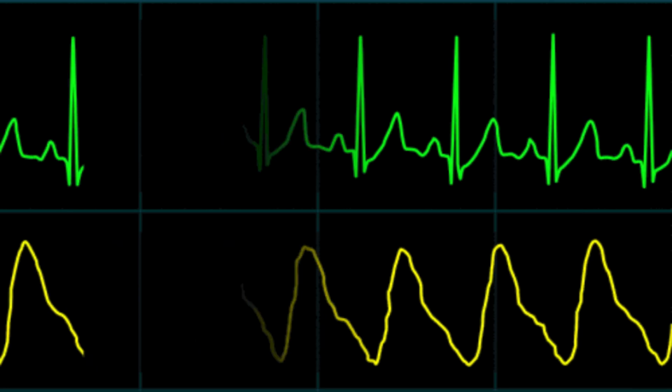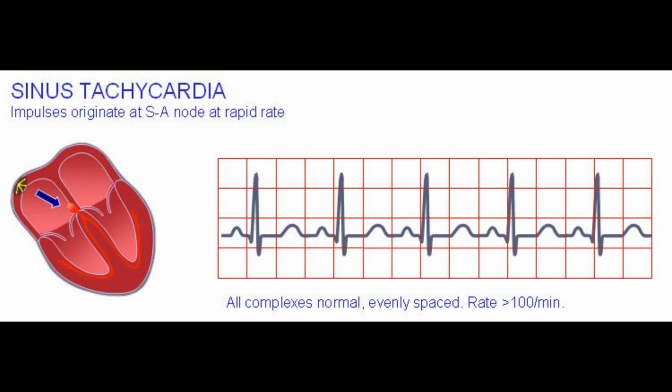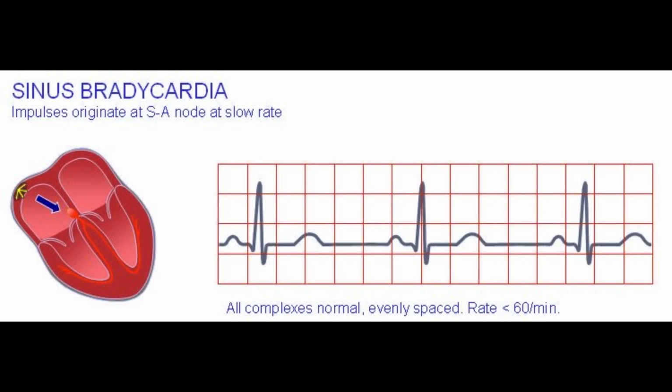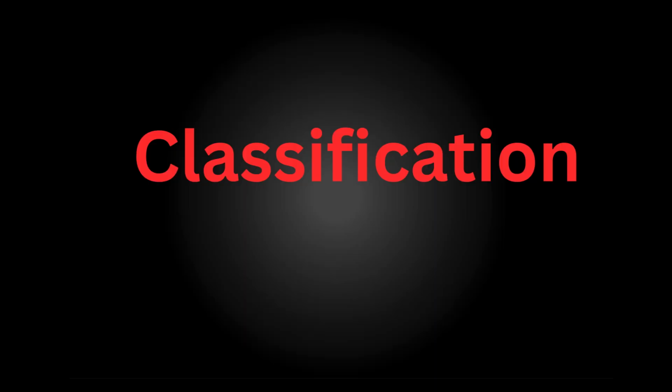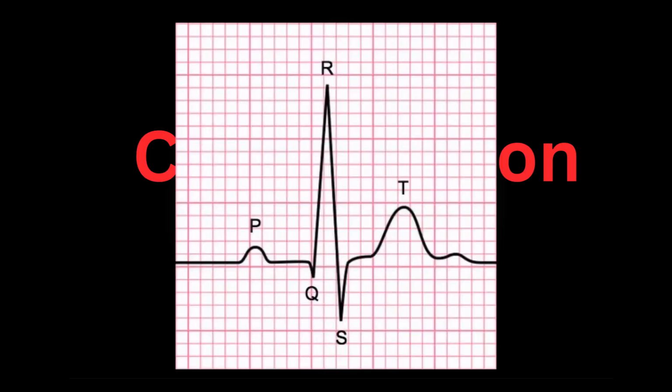However, a heart rate of more than 100 per minute is tachycardia and a heart rate of less than 60 per minute is bradycardia. That's a basic concept. So arrhythmias are broadly classified into the following based on the width of the QRS complex on the ECG.